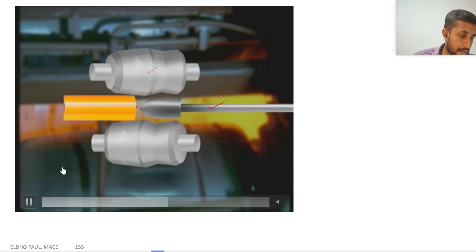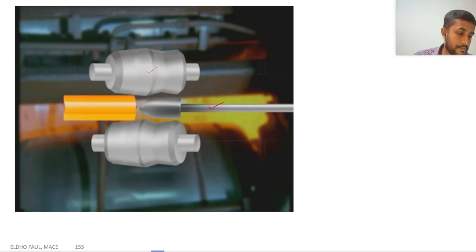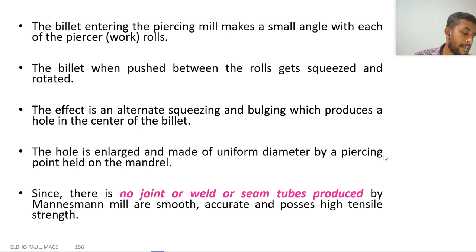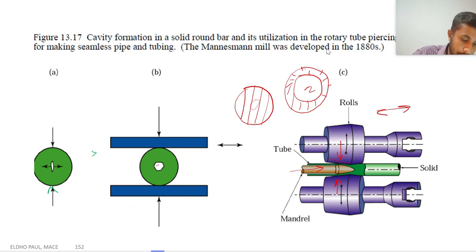Okay, so again. A solid workpiece is converted to a hollow pipe using this Mannesmann process. A billet or workpiece enters the rotary piercing mill, which makes a small angle with the work rollers. You have already seen that. See this, there will be a small angle between the workpiece and the skewed rollers. It's not completely touching.